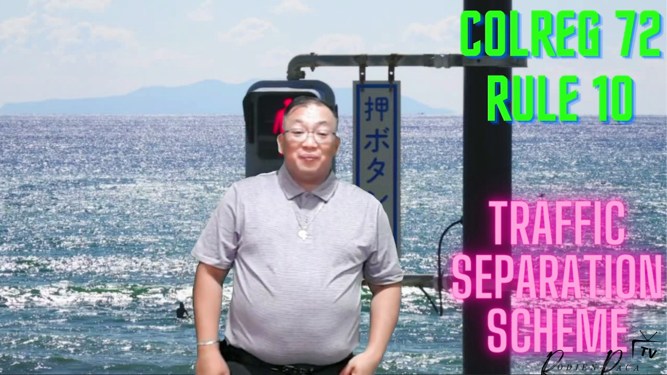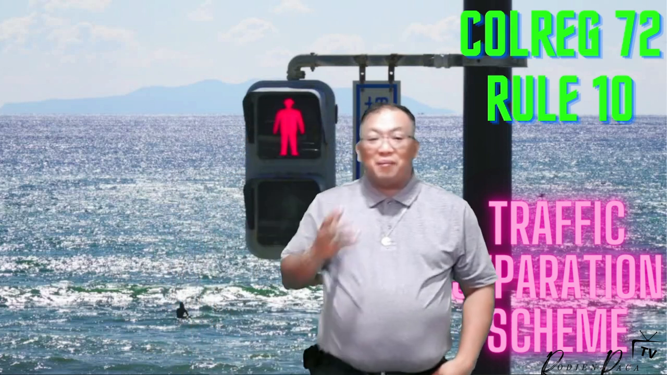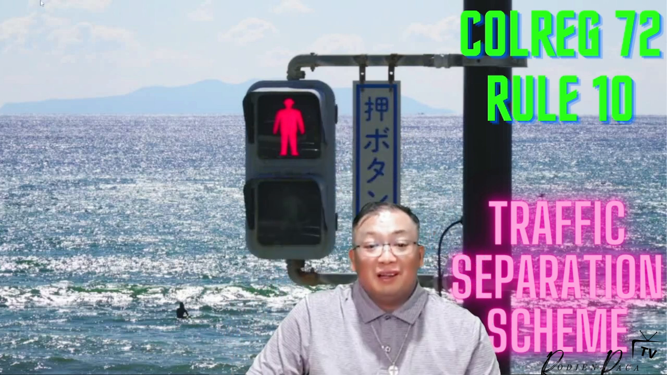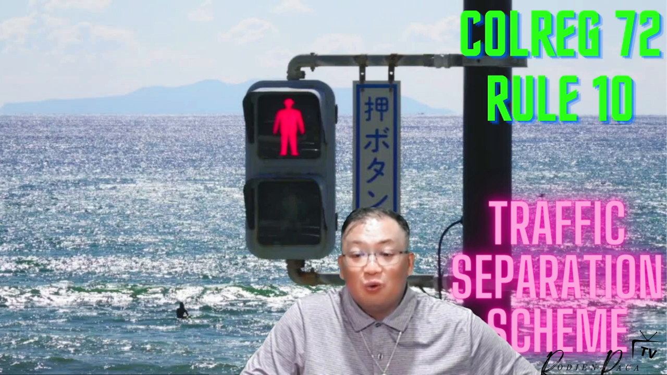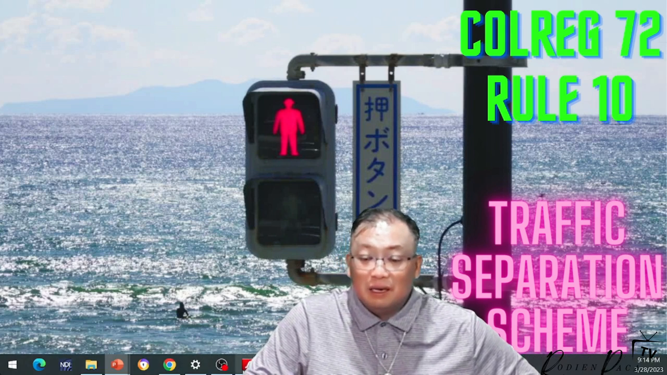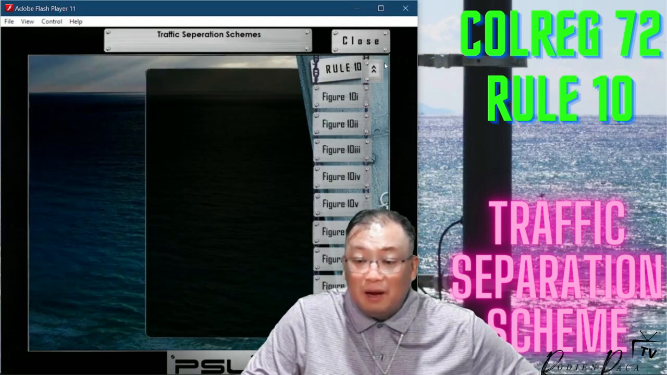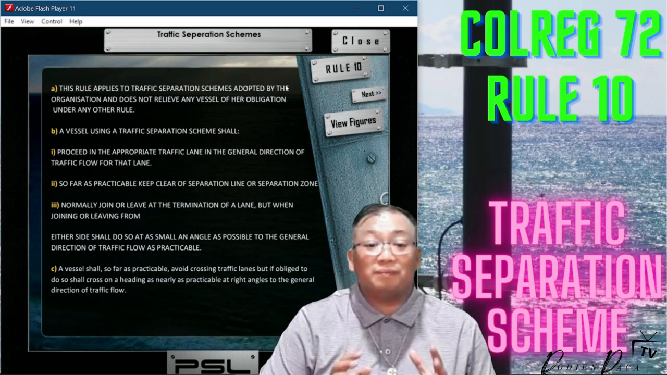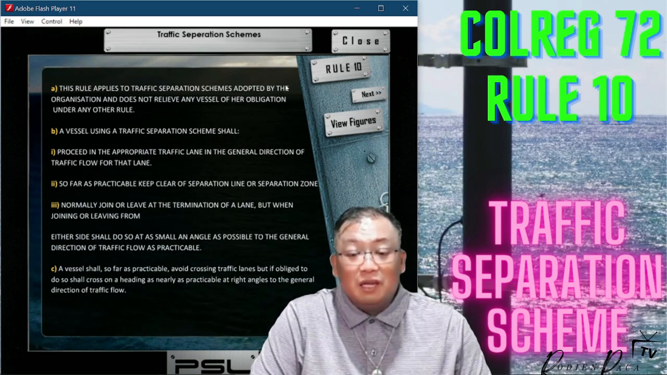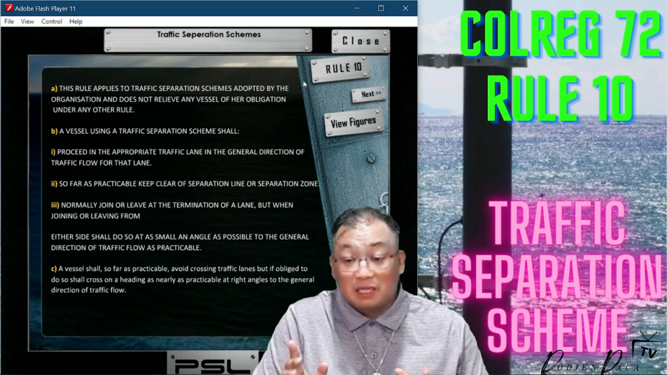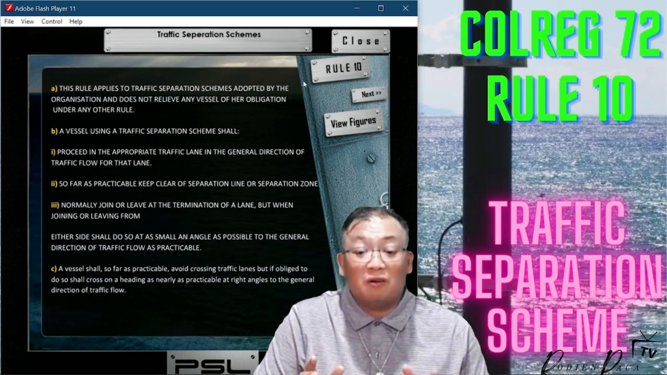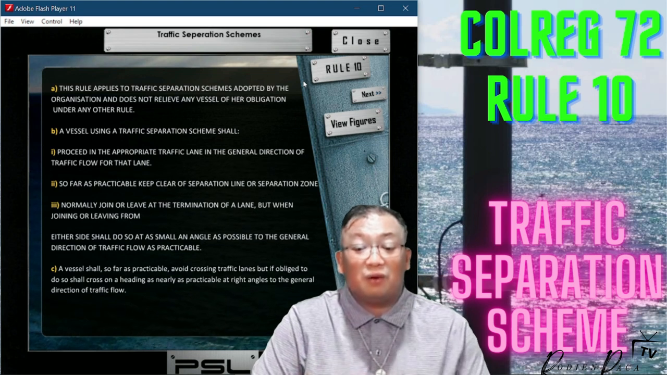Rule number 10, traffic separation scheme. Today we'll discuss the traffic separation scheme as per the collision regulations, COLREG Rule 10. COLREG Rule 10 is defined this way. This rule applies to all traffic separation schemes adopted by the Organization. This is as per Alpha and does not relieve any vessel of her obligation under any other rule.